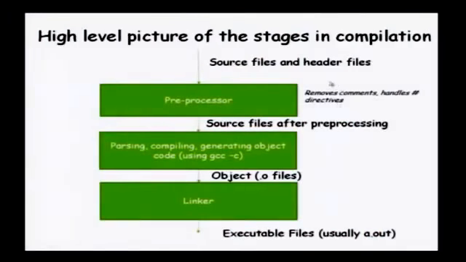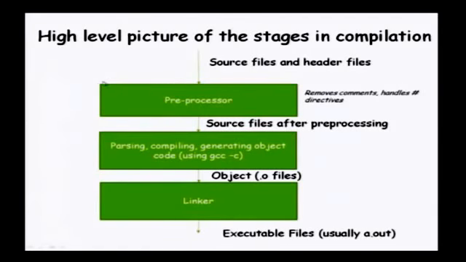So, the high level picture of the stages in compilation: you have source files, and then they are run through the preprocessor, which produces the transformed files. Then after compilation using gcc -c, it produces object files, and after the object files are done, they are linked to produce the executable files.